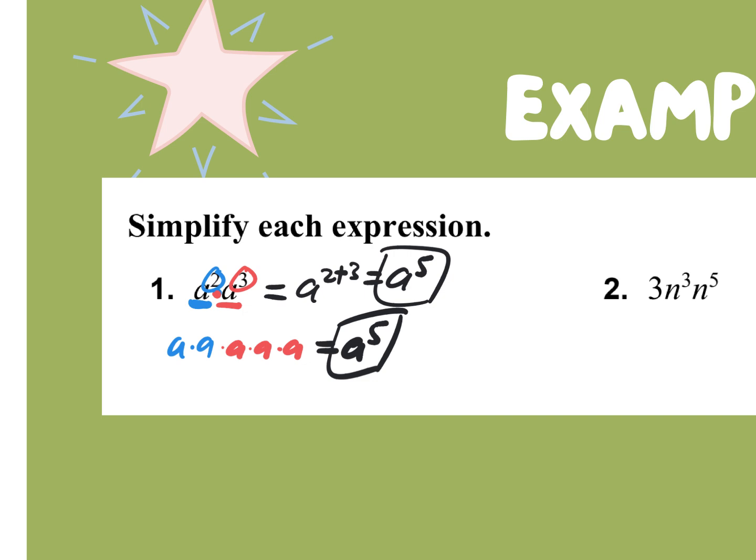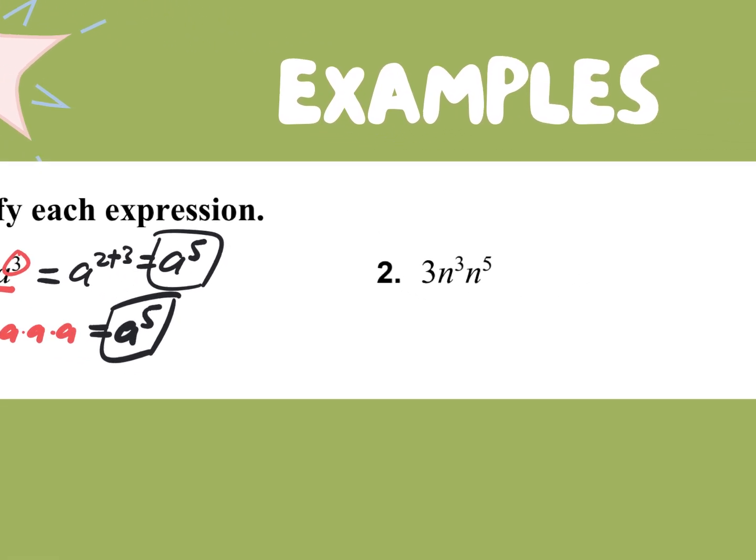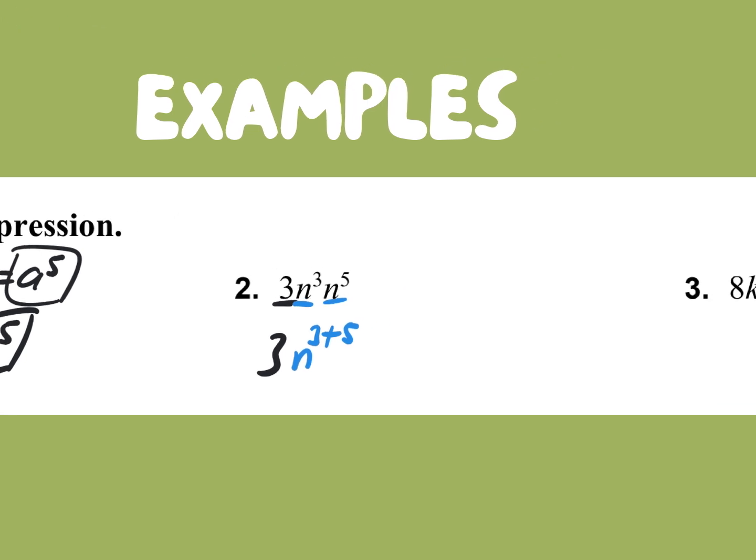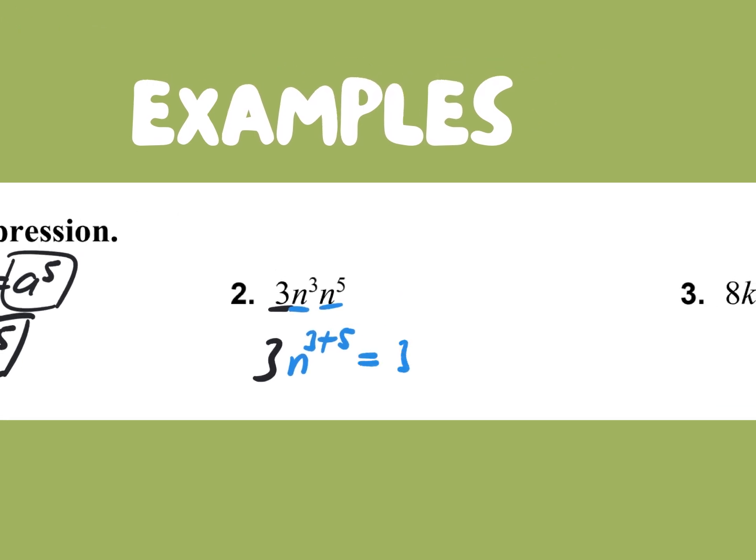All right, let's do the same thing with number 2. In number 2, I have a number in front, but don't worry about that number. If there's nothing that number can multiply with, you just leave it alone. So I know my final answer is going to have a 3. Once again, I can write out n 3 times, and I can write out n 5 times, and I can count, or you can just do n to the 3 plus 5, since they're being multiplied. And 3 plus 5 is going to get you 8. So my final answer is 3n to the 8th power.